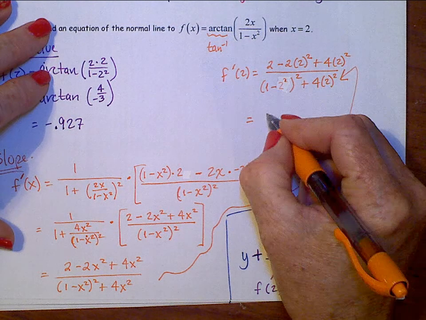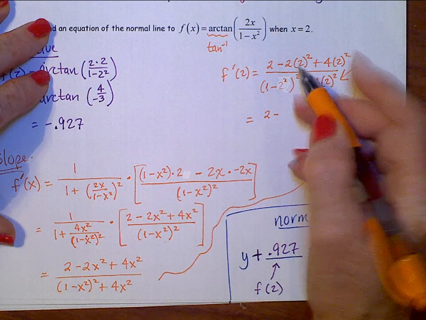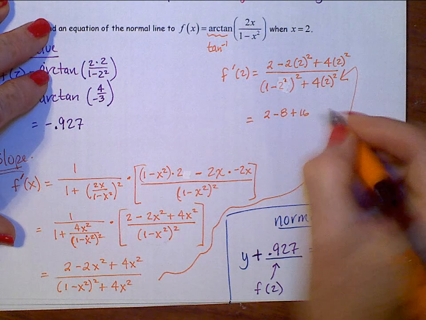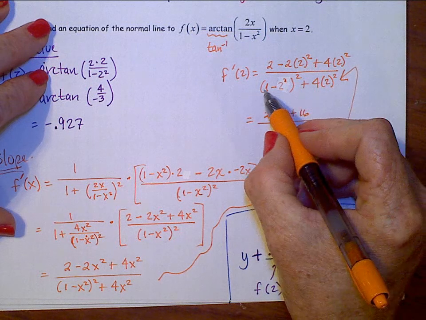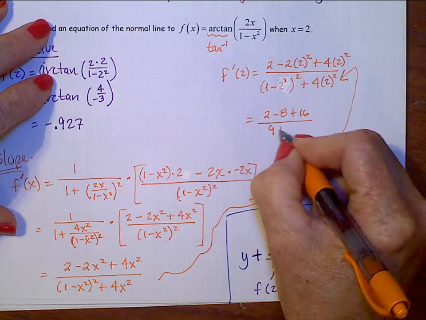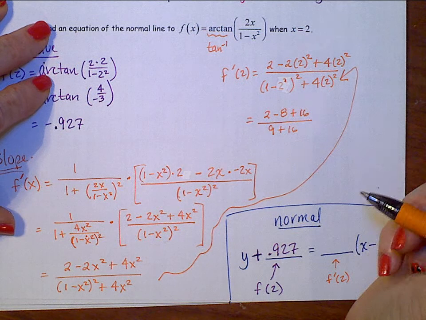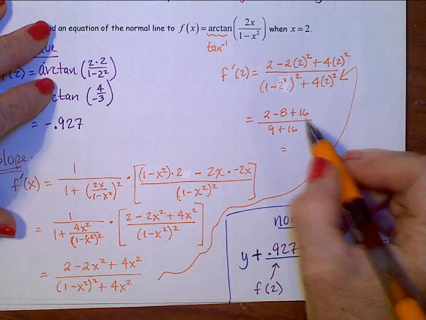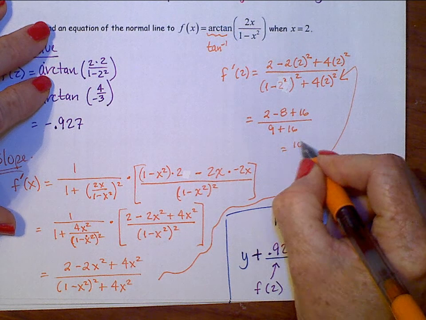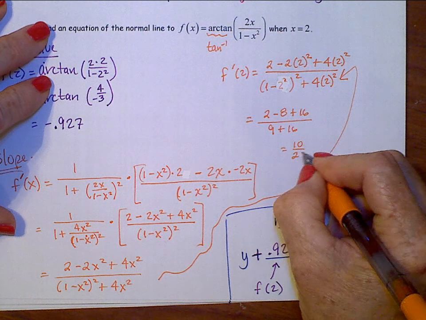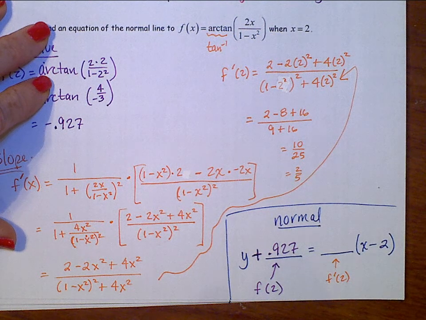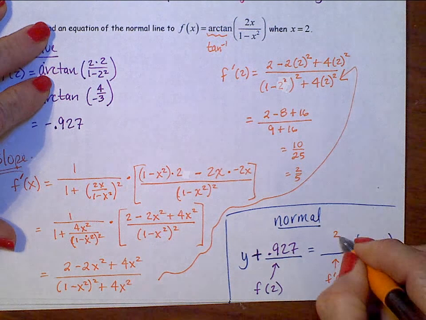Let's see, this is going to be 2 minus, this is 8, plus 16, all over down here. This is 1 minus 4, so negative 3 squared, 9 plus 16. All right. 2 minus 8 is negative 6 plus 16, 10 over 9 plus 16, 25, which is 2/5. There's your slope. 2/5.